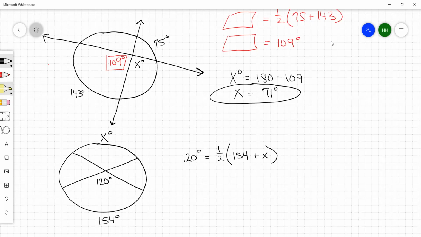So let's get rid of this 1/2 first. This is 1/2 times a quantity in parentheses. You can divide both sides by 1/2 right here. And just be careful when you divide by 1/2, all right? When you divide by 1/2, it's the same as doubling something. So 120 divided by 1/2, that's 240 equals your 154 plus your x.